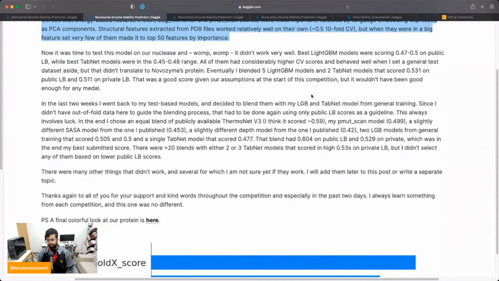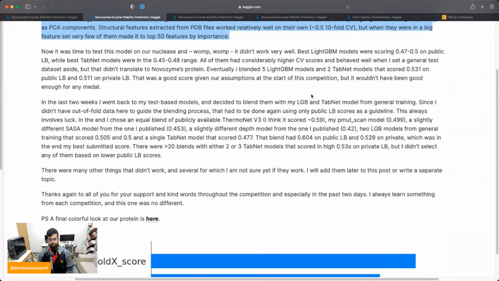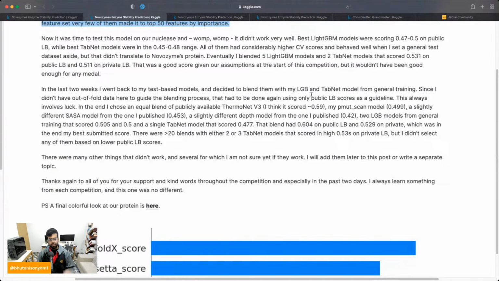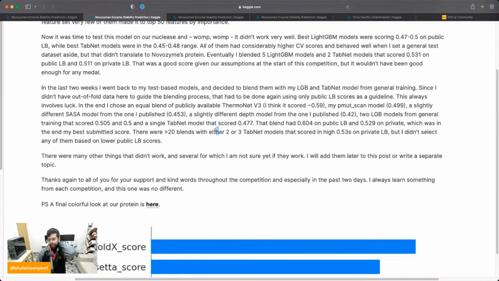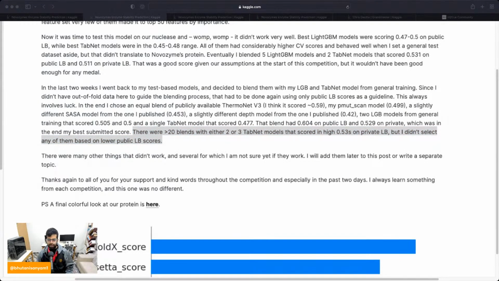He said he didn't select any TabNet models, and the author of TabNet also had some interesting discussion in this solution write up. So I'll leave you to check that out.